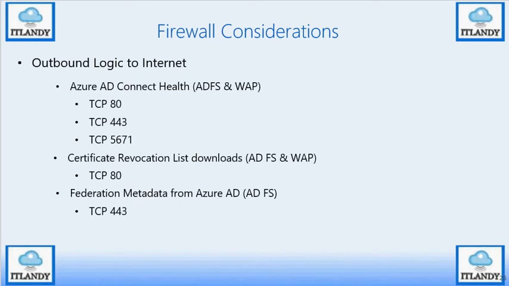Now, what about leaving my firewalls? The outbound logic to the intranet: if you are using Azure AD Connect Health, ADFS and WAP, you will need ports 80, 443, 5671. Again, the certificate revocation list will be on port 80, and the Federation Trust for metadata will be on 443.